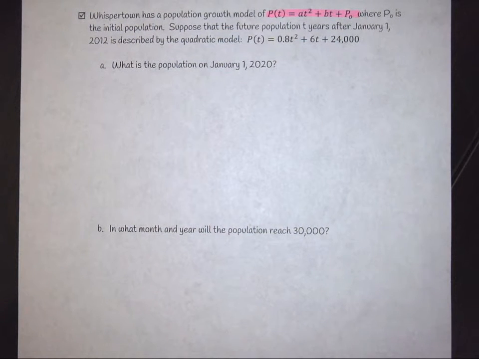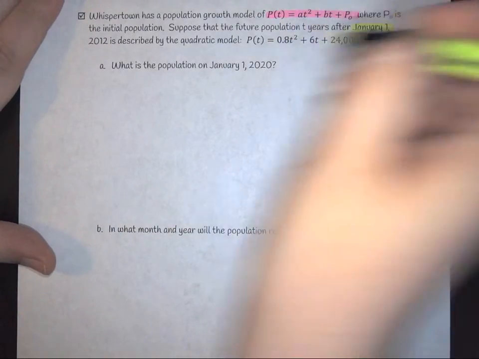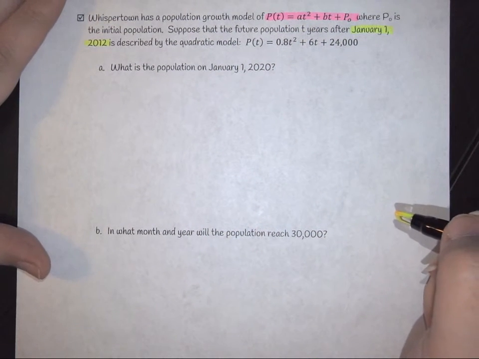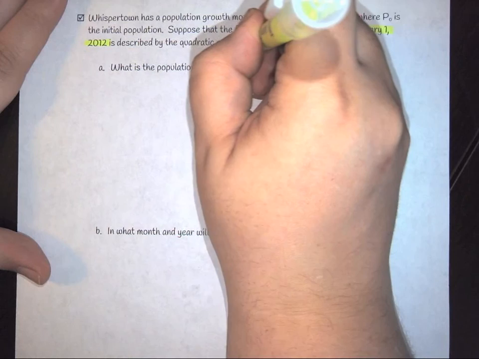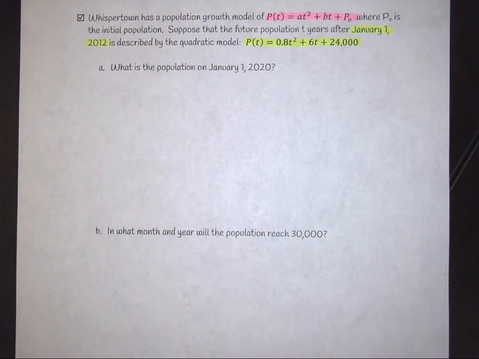The problem goes on to say, suppose the future population t years after January 1st, 2012. So we know January 1st, 2012 is an important piece of information. And it says is described by the model right here. So here in this problem, it's actually filled in the quadratic equation for us. So we just simply have to solve the problem. So the first part says, what is the population on January 1st, 2020?